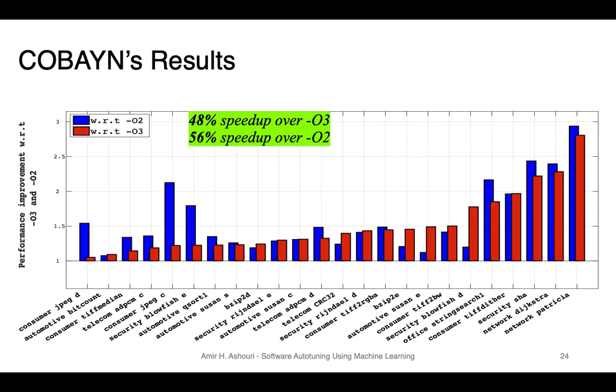But on average, I was outperforming the standard optimization by around 50%. So it's speed up in comparison to no optimization. Right? So all of the speed ups are in comparison with the standard optimization flag. Yeah, that's right.